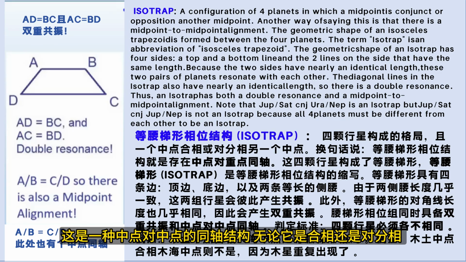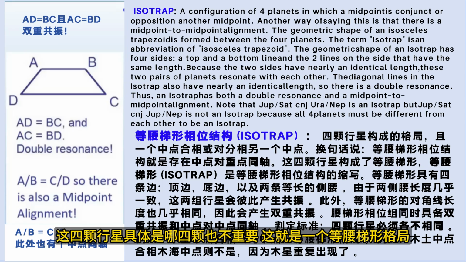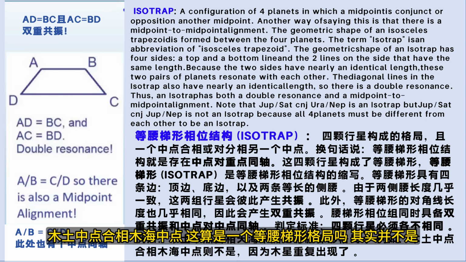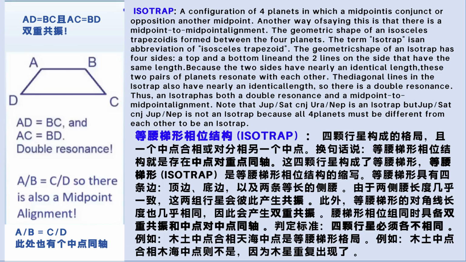Doesn't matter whether it's a conjunction or opposition. It doesn't matter what the 4 planets are, as long as they are different planets. Next question. Is Jupiter, Saturn midpoint, conjunct Jupiter, Neptune midpoint an isotrap? It is not an isotrap because we don't have 4 separate planets. We have Jupiter repeating twice. I mean, that's obvious, right?